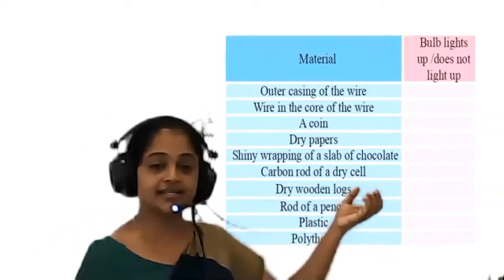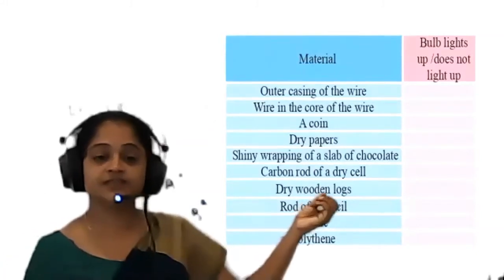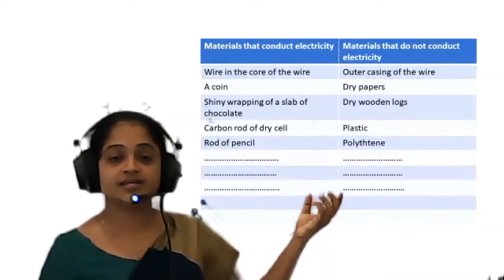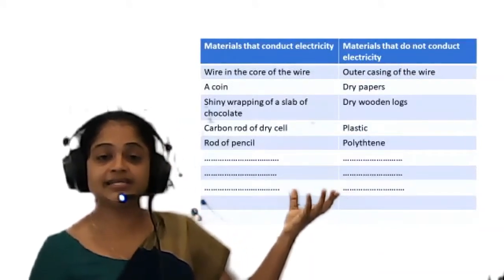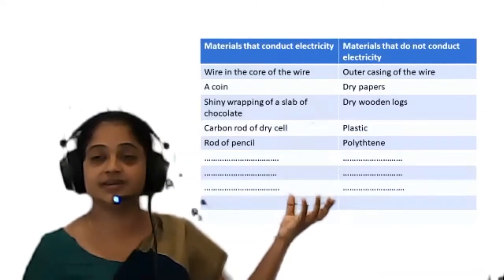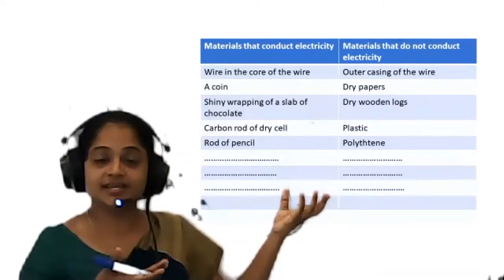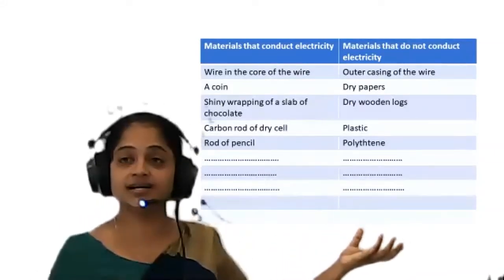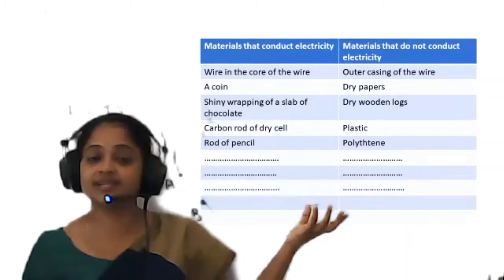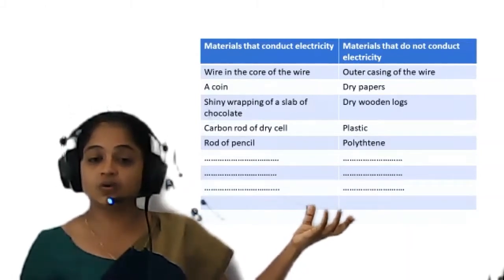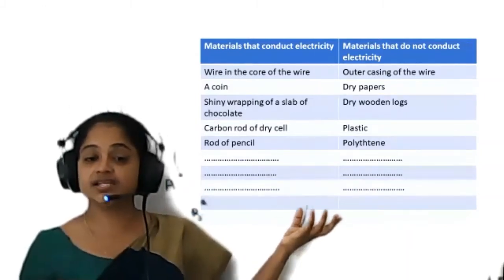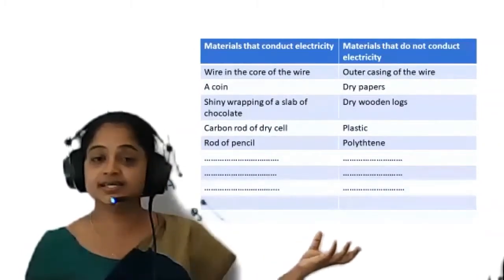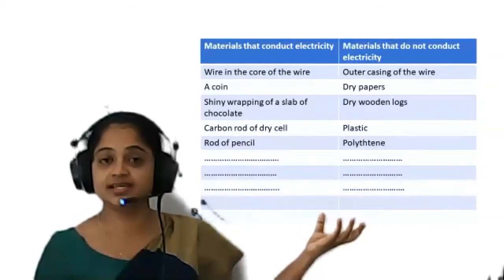Let's go to our next slide. It will show you the categorization. In this slide, you can see the materials that conduct electricity. Conduct electricity means that carry out the electricity, that can travel the electricity. What are the materials that conduct electricity in here? The core of the wire, a coin, shiny wrapping of a slab of chocolate, carbon rod of pencil. These are the materials that conduct electricity in the above table.